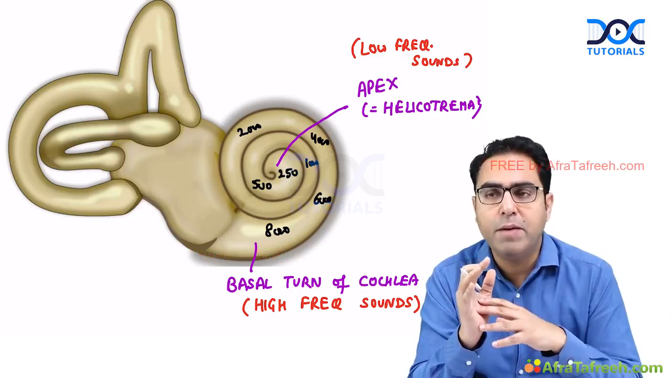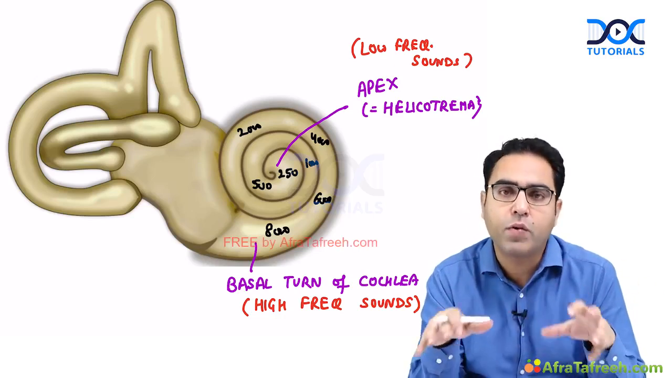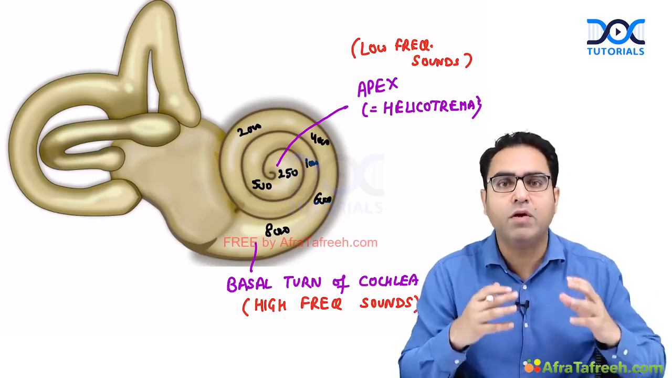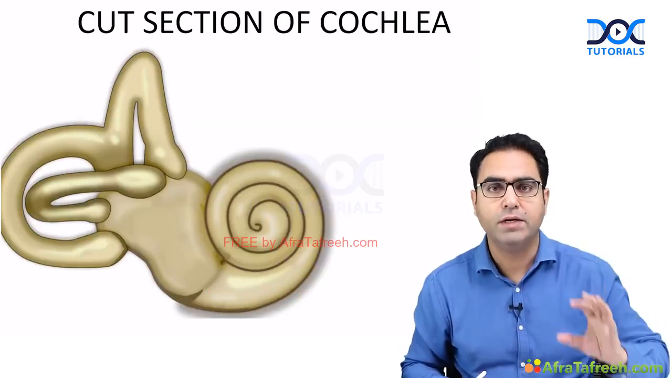If a disease damages the apex of the cochlea, that patient will have low frequency hearing loss. So that's the meaning of this, beta. Okay, fine. Now let us discuss the cut section of the cochlea, beta.